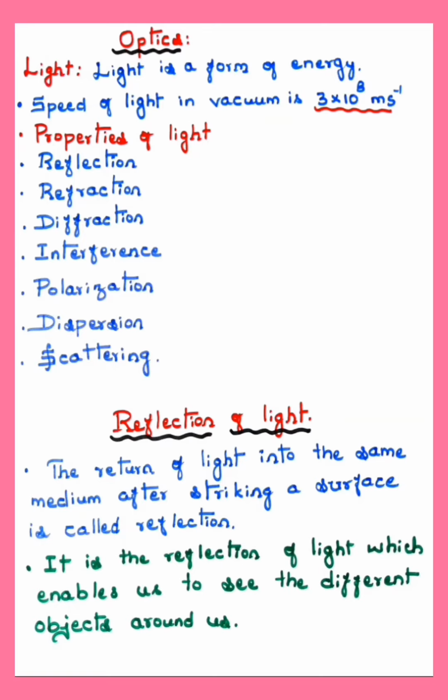There are two types of reflection, regular reflection and irregular reflection. Regular reflection means when light falls on a smooth surface, we get a regular reflection. When light falls on an irregular surface, a rough surface, we get irregular reflection. It's the diffuse light obtained by the reflection from the uneven surfaces which enables us to see the objects around us.